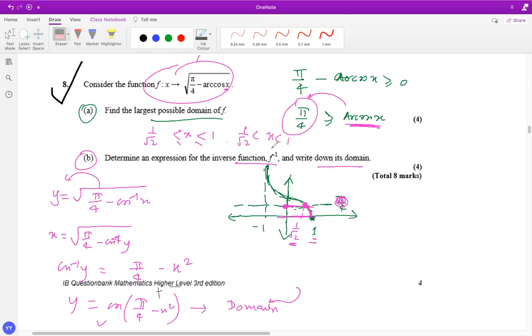So you plug in this 1 over root 2 value here and then you plug in 1 here. You'll get the range of the original function, y between 0 and root pi over 2. That's the range of the original function, and that also becomes the domain for its inverse. So the domain for its inverse will be x between 0 and root pi over 2.